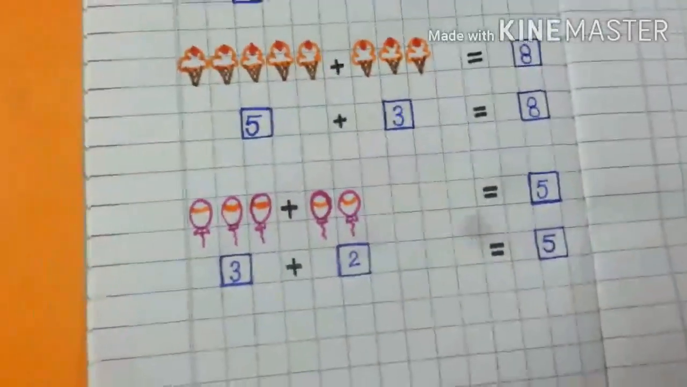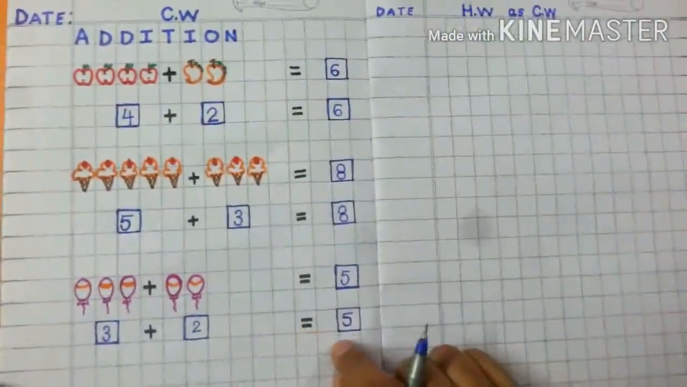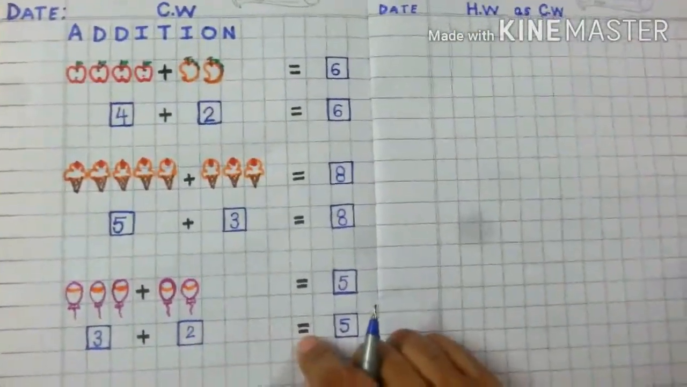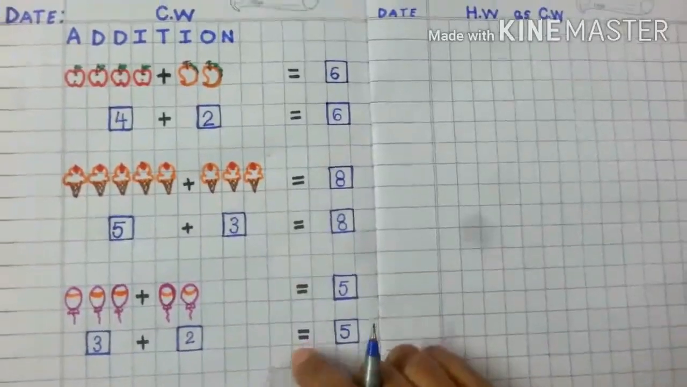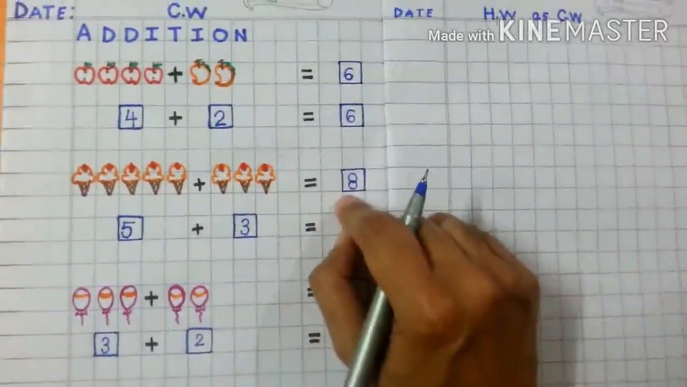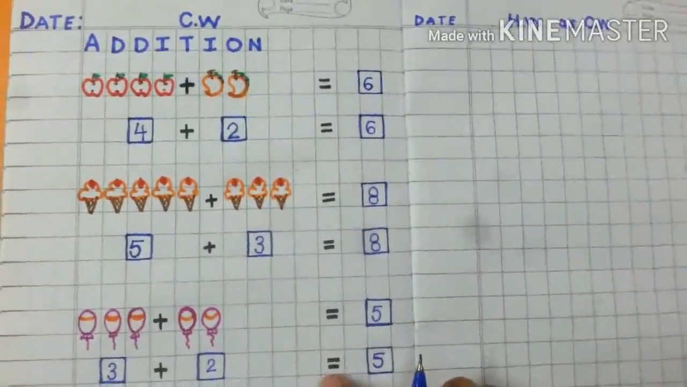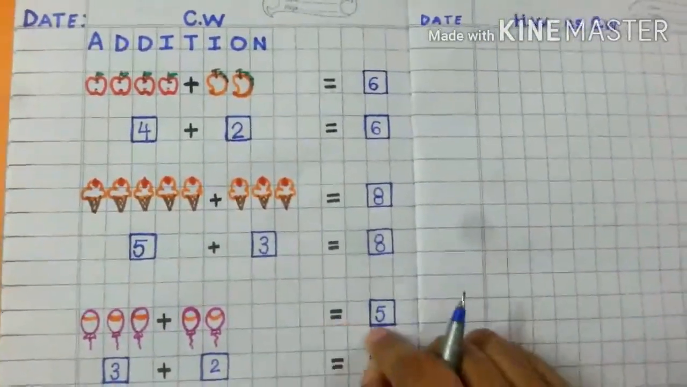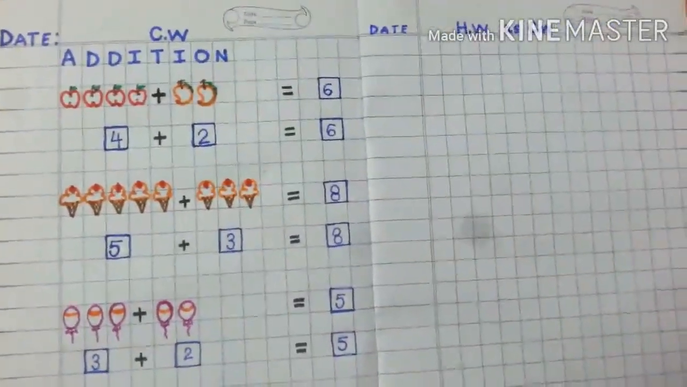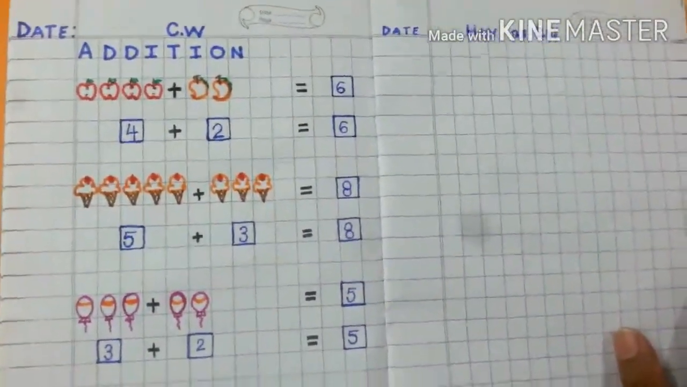Children, equal means same. We will write the result or answer after this equal sign. Children, we will write our result after this equal sign. So children, all of you will do this work in your notebook.